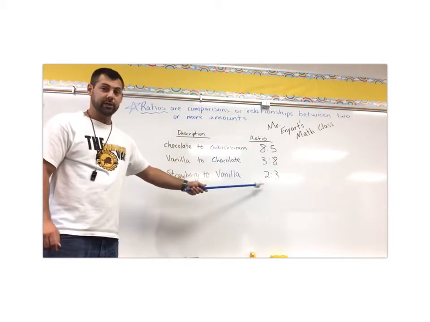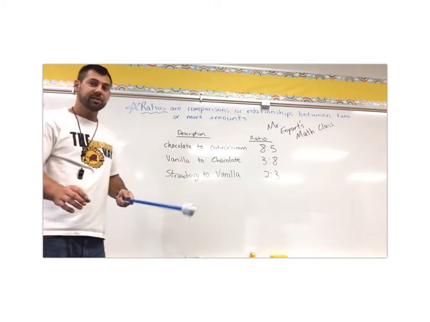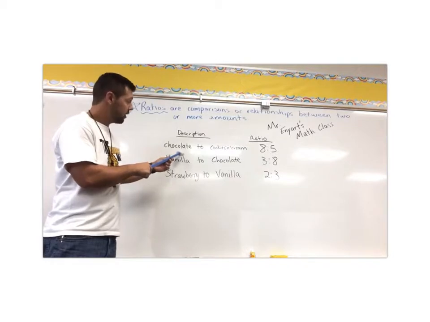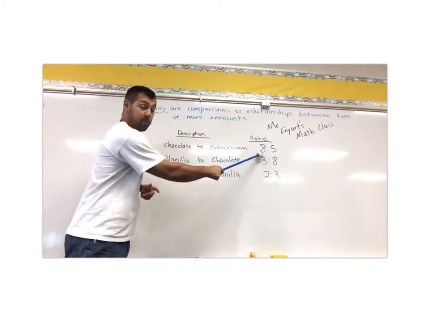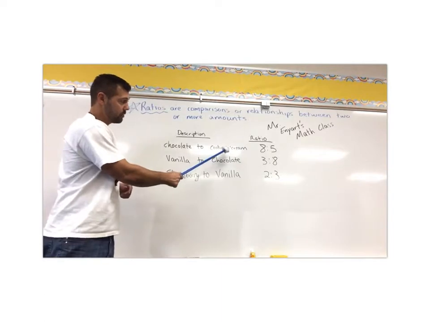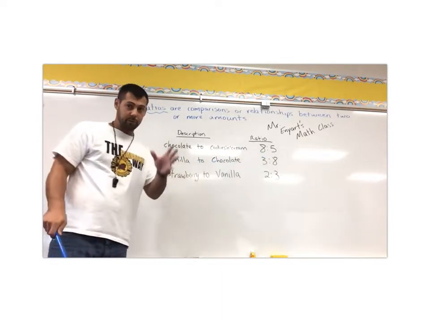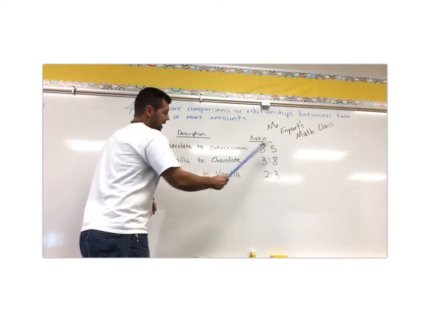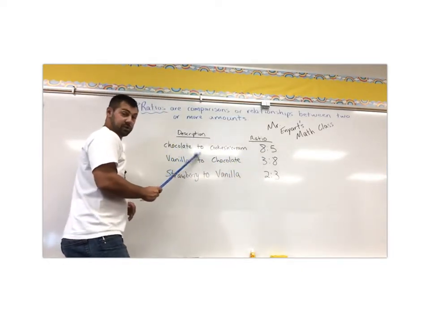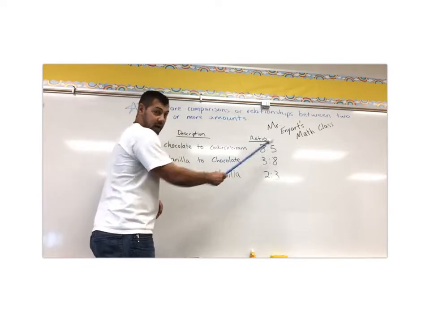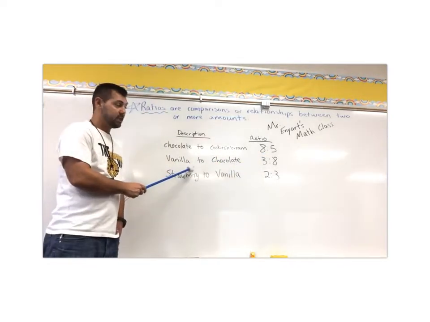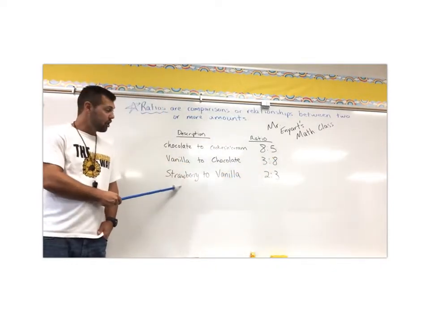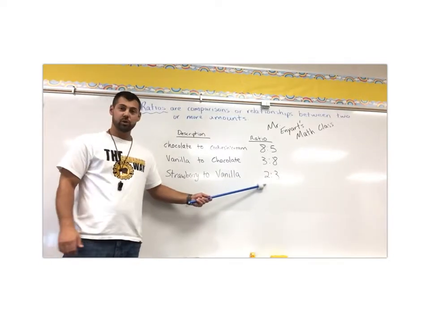So I can take that data and describe it in different ways. These are some different ratios and their descriptions. Notice that order matters. Whatever is in my description first, whatever I'm describing first must be represented by the first number. Whatever I describe second must be described by the second number. So if you remember the graph, you can rewind if you need to. Chocolate was 8, cookies and cream was 5. So my ratio of chocolate to cookies and cream was 8 to 5. My ratio of vanilla to chocolate was 3 to 8. And my ratio of strawberry to vanilla was 2 to 3.